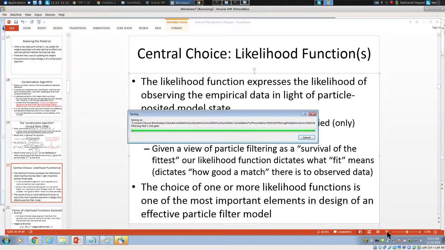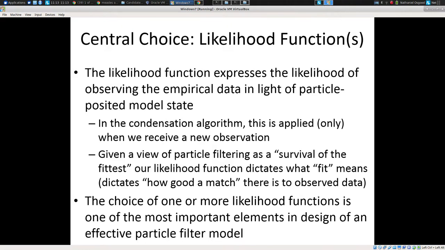Now, as I said, in the condensation algorithm, we only update this way at the time of a new observation. And I've noted particle filter is the survival of the fittest. There are these different hypotheses for what's going on in the model, what the value of parameters are, what the value of the underlying state is, that compete. And there's the survival of the fittest. Well, the likelihood function dictates what fit means.